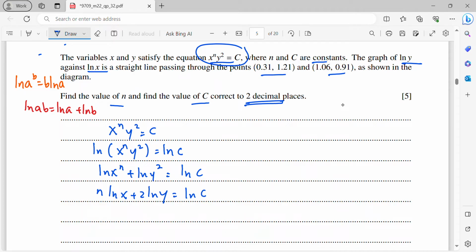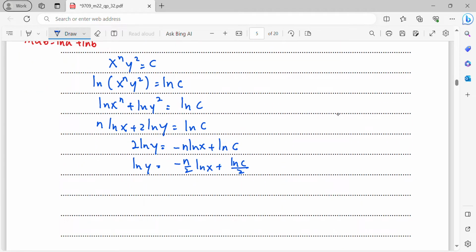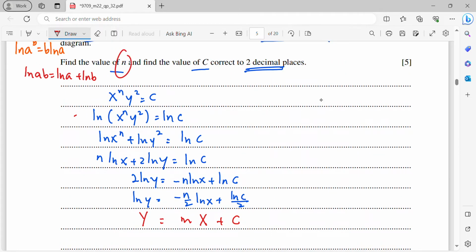Okay, and now it's mentioned that ln y against ln x. So your new y-axis is ln y, new x-axis is ln x. So now here, 2 ln y is negative n ln x plus ln c. Hence, my ln y is going to be negative n over 2 ln x plus ln c over 2. Okay, so this is similar to y equals mx plus c. Okay, so now to get the n and c, the negative n over 2 is the gradient.